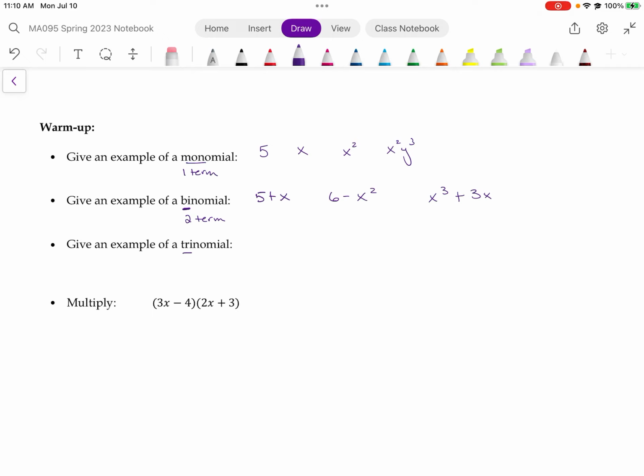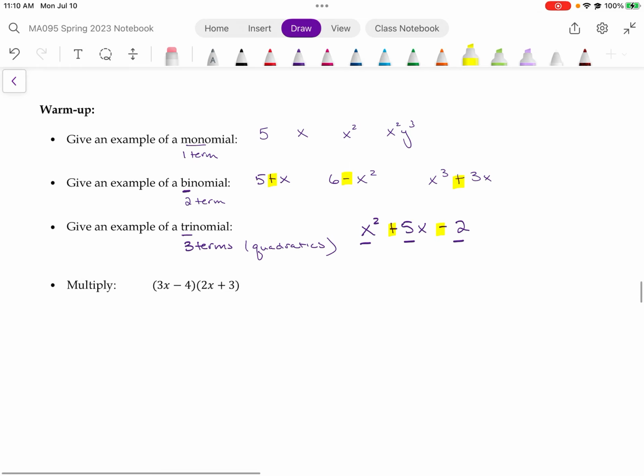A trinomial, what do you think that means? Like tricycle, it has 3 terms. And the ones we're going to see generally are going to be quadratics. So quadratics can have 3 terms. They can have 2 and they can have 1. But the ones we're going to see for factoring are going to have 3. Something like x squared plus 5x minus 2. Okay, that's a quadratic. And it's a trinomial because it has 1, 2, 3 terms with plus or minus in between. A binomial, of course, also has a plus or minus in between.